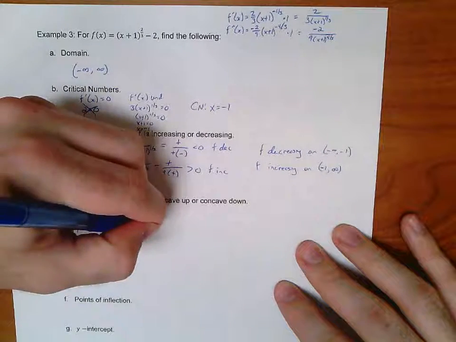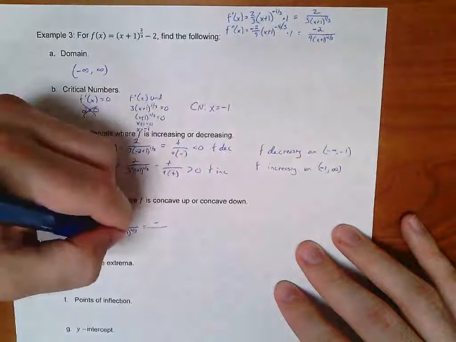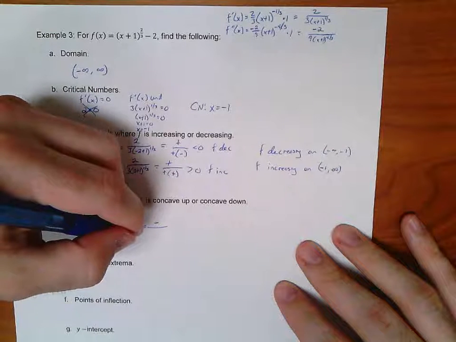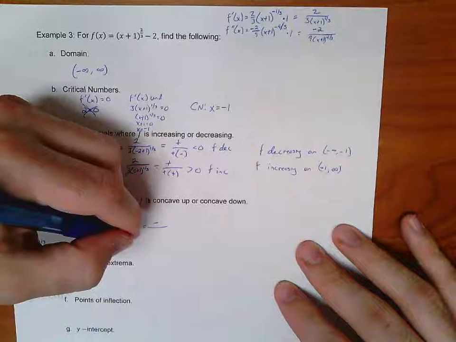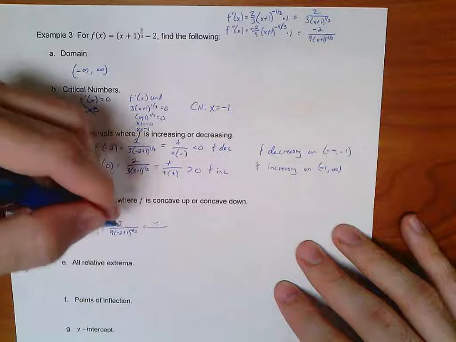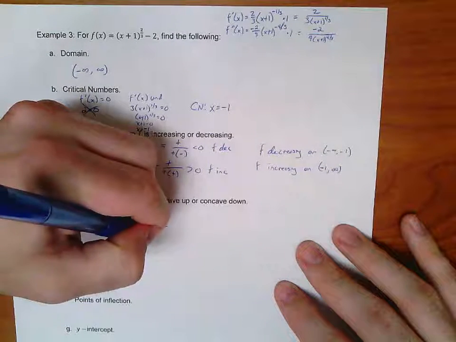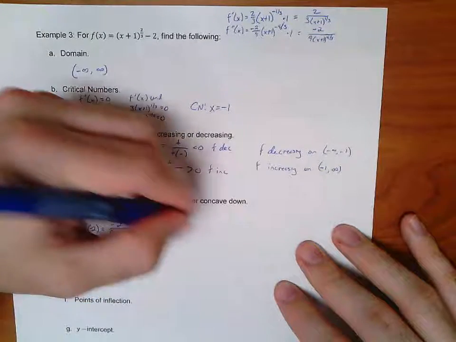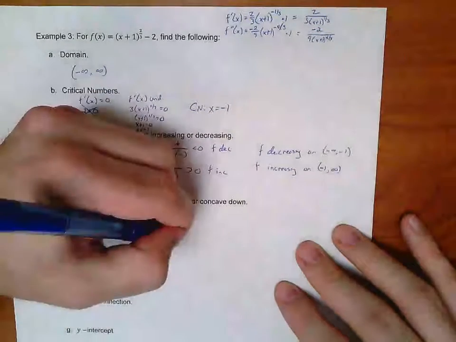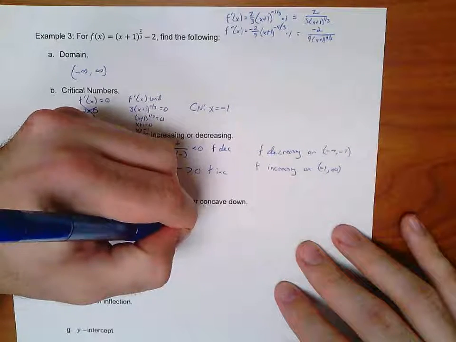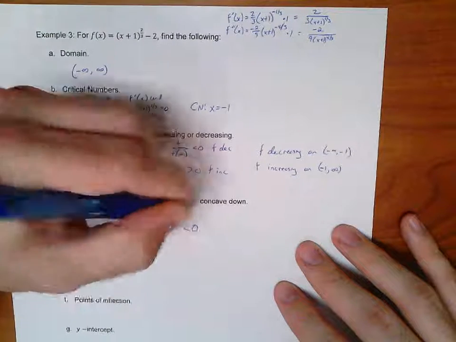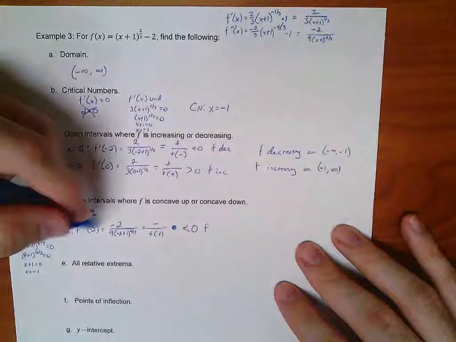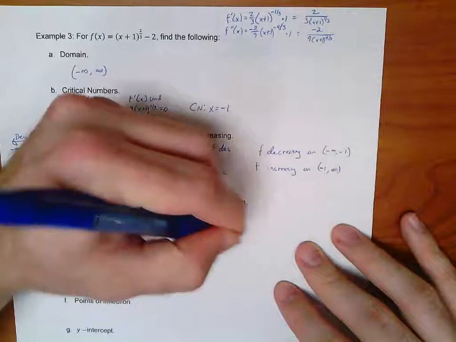So -2 is negative. -2 plus 1 is negative, but that doesn't matter because even after we take the cube root of it, that would be negative, but then we raise it to the 4th power, which makes it positive, and then times 9 is positive, so we have positive times positive in our denominator. Negative divided by positive is going to be negative, so less than 0. So f is, in this case, remember we're testing second derivative, so f is concave down.